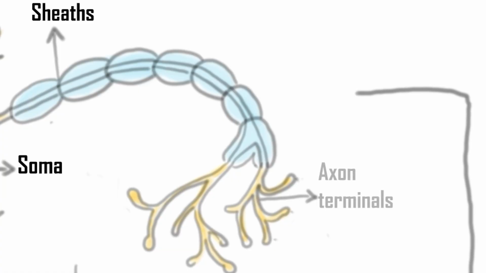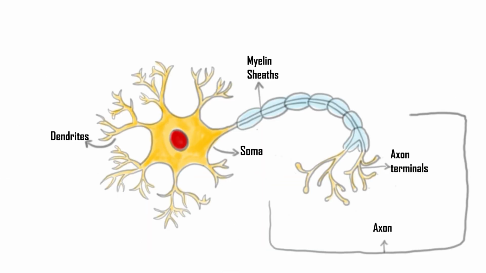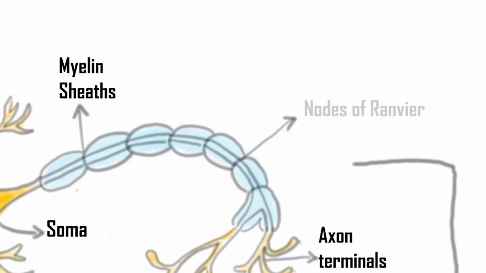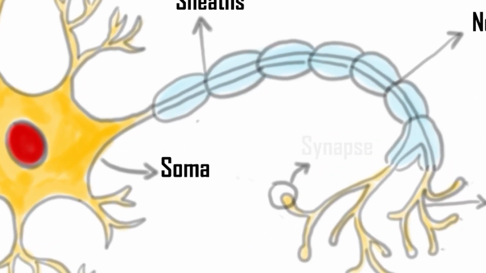The axon terminals are the branches of an axon that transfer action potentials away from the neuron to another neuron. The nodes of Ranvier are gaps in the myelin sheath of an axon that allow an impulse to jump from one layer of myelin to another. The synapse is a structure between neurons that allows for the transmission of signals from one neuron to another. It takes on the appearance of a gap.